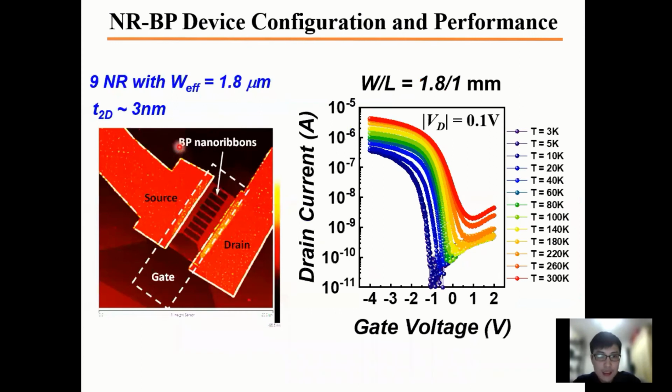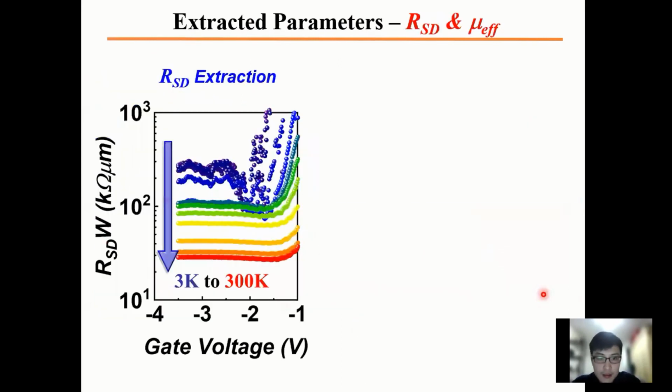The next step is to apply our extraction model to a real case study. To validate our extraction model, we apply this procedure on a nanoribbon black phosphorus device with a top view shown over here. First of all, we measure the drain current, the transfer characteristics at a drain voltage of 0.1 volt from cryogenic temperature of 3K all the way up to 300K. Then we do the extraction by our proposed technique.